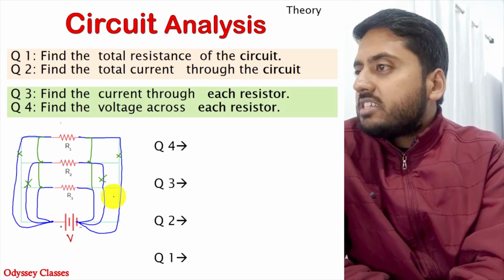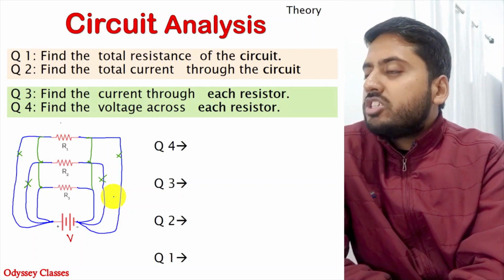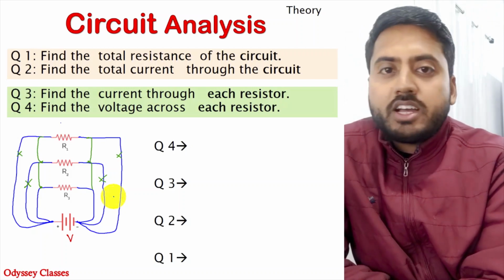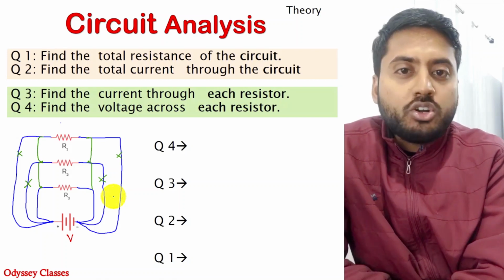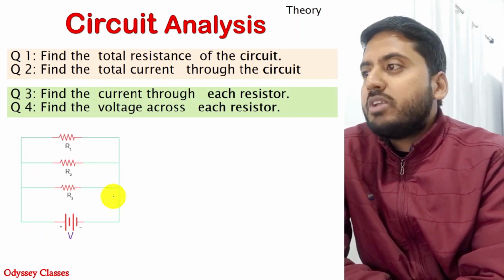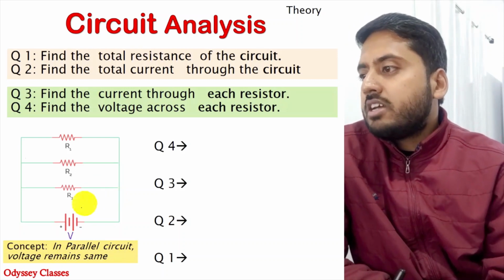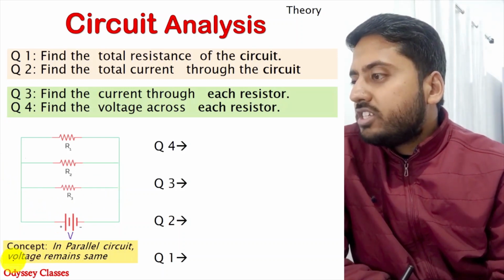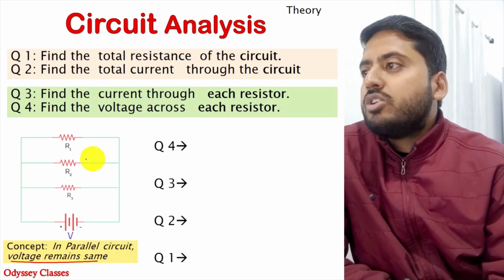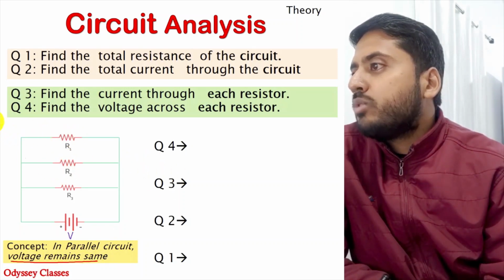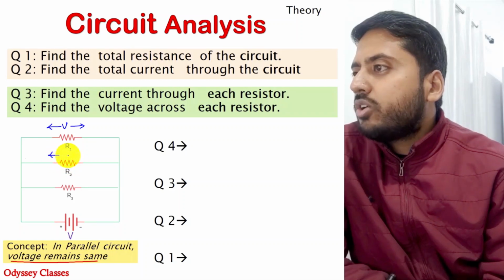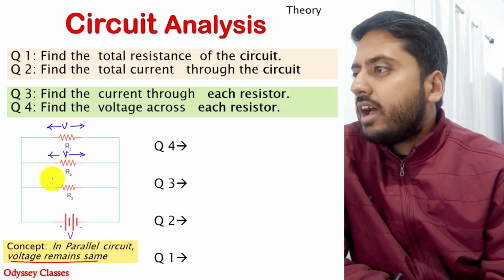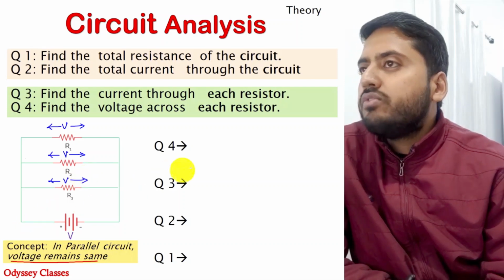So the circuit is exactly same, and what we see, the voltage across each resistor is same as the supplied voltage. So we have got the answer to the first question. We did not do any calculation. The answer is simply there. If you remember the concept that in a parallel circuit, voltage remains same. So here I can write the voltage across R1 is same as the supplied voltage. Let this be V volts. Similarly, voltage across R2 is V volts and voltage across R3 is V volts.